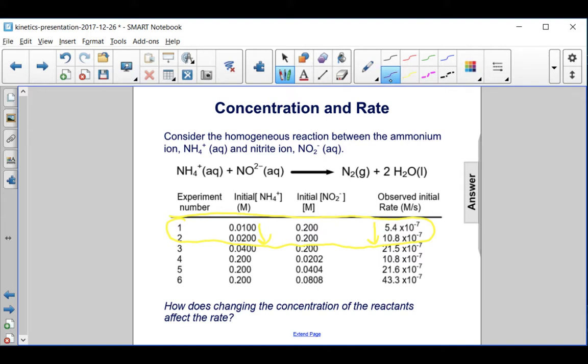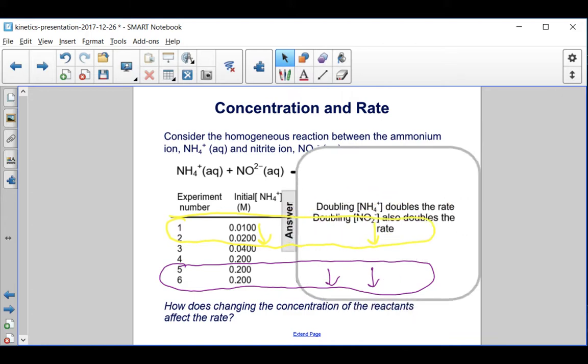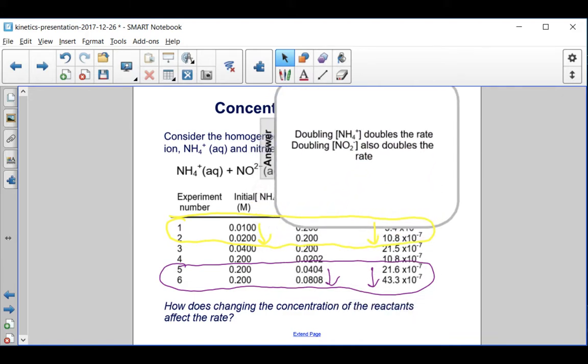Okay, a similar thing happens down here. Let's look at experiment number 5 and 6. Again, we hold the concentration of the ammonium constant at 0.2, but instead change the concentration of the nitrite, NO2- ion. So if I double the concentration of the nitrite from 0.0404 to 0.0808, what happens to my rate of reaction? It goes from 21.6 to 43.3 times 10 to the -7 molarity per second. So again, by doubling the concentration of that reactant, we also doubled the rate of the reaction. So doubling the ammonium doubles the rate of the reaction. Doubling the nitrite also doubles the rate of the reaction.